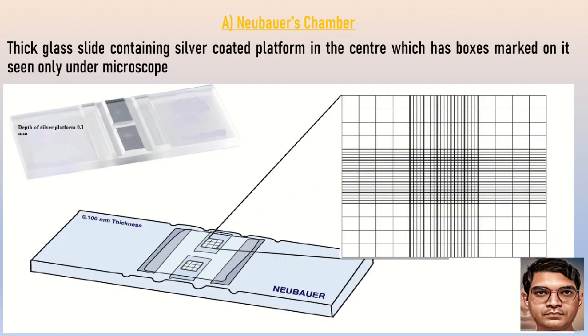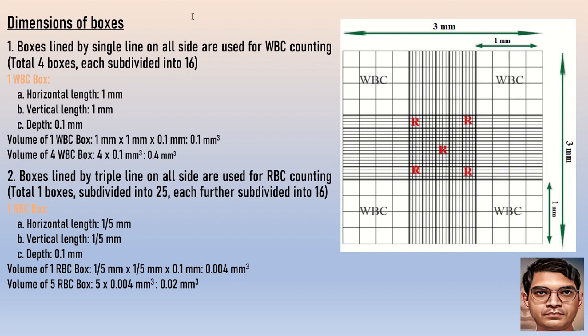Things to recall in Neubauer's chamber are: it has a depth of 0.1 mm and it contains a total of 9 boxes. The corner 4 boxes are lined by a single line, which we use for WBC count, and the central 1 box, which is lined by 3 lines, is used for RBC count. The corner 4 WBC boxes are subdivided into 16 small boxes, and the central 1 RBC box is subdivided into 25 small boxes. Amongst these 25 boxes, 4 corner and 1 central are used for RBC count.